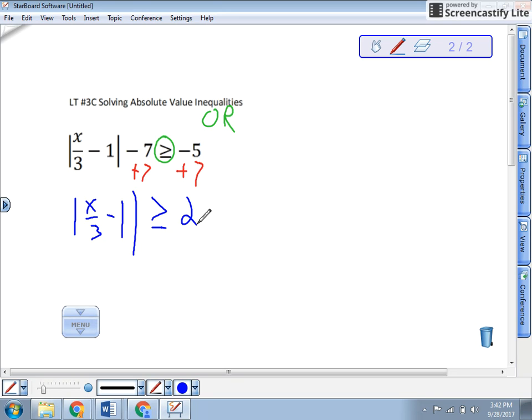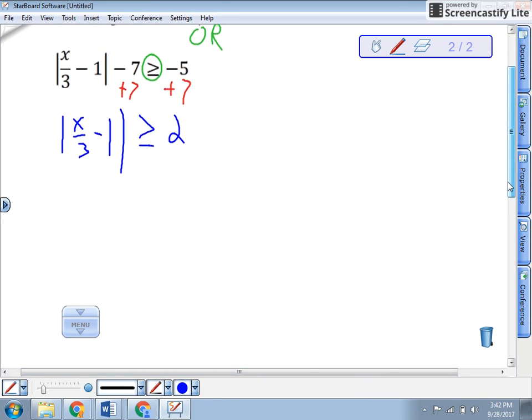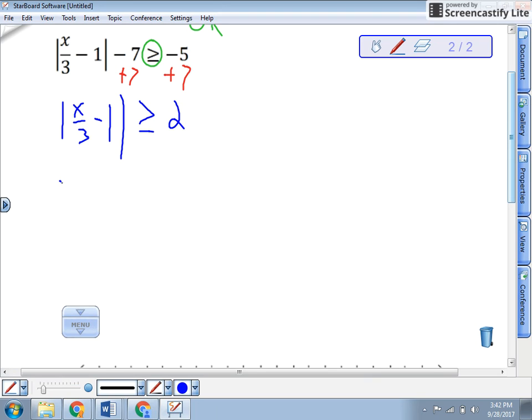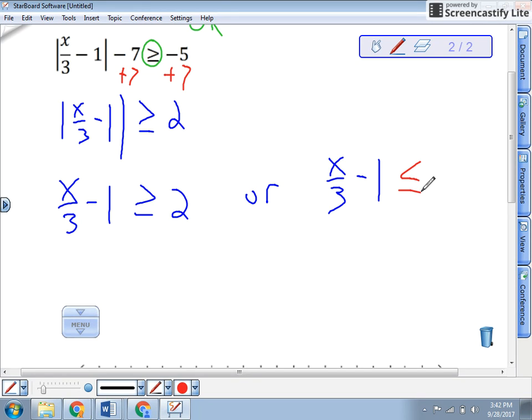The first time I rewrite it, we just rewrite it without the absolute value sign. So I'm going to scroll over here to rewrite that. I'm going to rewrite it as x over 3 minus 1 greater than or equal to 2. I'm going to write or, and over here I'm going to have again that x over 3, so we even have fractions in this one, minus 1. Now again, here's the key. I have to flip that, so it becomes less than or equal to, and this now becomes negative 2.